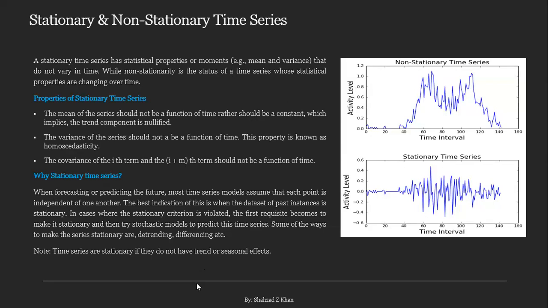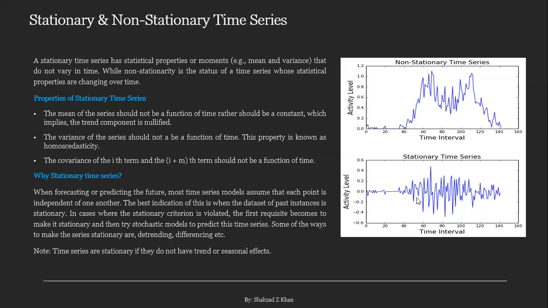A stationary time series is one in which statistical measures like mean and variance are constant. Let's see in this figure. You can see there are two plots. One is the stationary plot at the bottom, and the one at the top is the non-stationary.